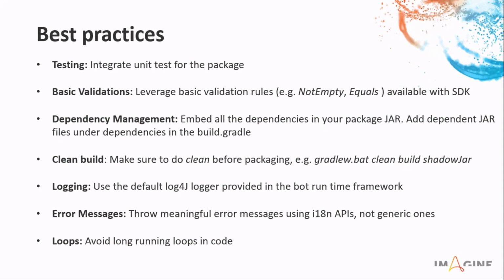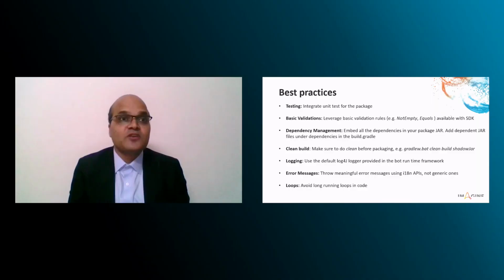On the logging side, we are shipping our default log4j logger, so it is always advisable to use this one instead of writing your own logger. On the error messages side, throw meaningful error messages using the I18N APIs that we are shipping. You should not throw generic error messages. On the loops, try to avoid long-running while loops because they consume a lot of CPU and your bot might run into error messages. This is all.